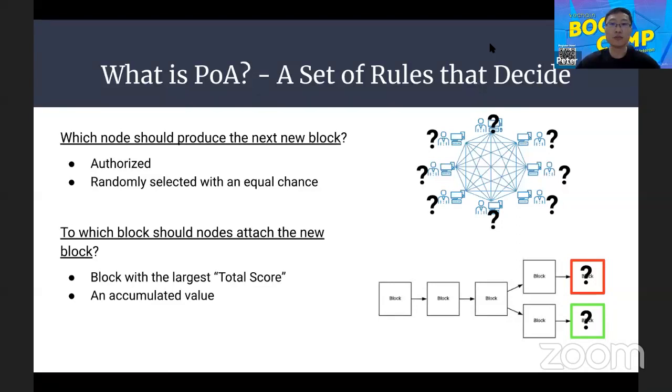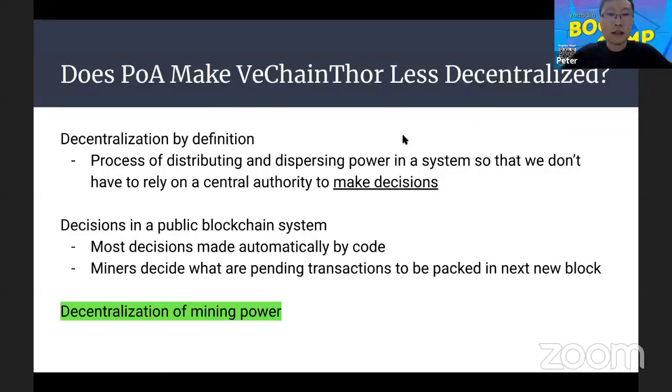Okay, let's go to the next question. I've seen people criticizing PoA because it requires the miners to be authorized. They argue that it is against the idea of decentralization. So the question here is, does PoA make VisionThor less decentralized than other major public blockchains? To answer this question, we need to first understand what the word decentralization means here. I want to make sure that we are on the same page before I tell my answer.